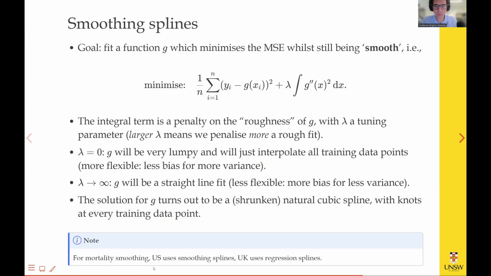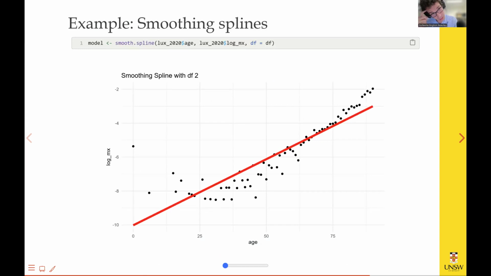Now, a bit of illustration for this. In R, you can easily obtain smoothing splines with simply the function smooth.spline, which I'm pretty sure doesn't require any package. It's in base R. Just be careful with the syntax: you need to feed, as first argument, the x, the predictor, and as second argument, the response. So in our mortality example from before, the age is the predictor, and the log of the mortality is our response.